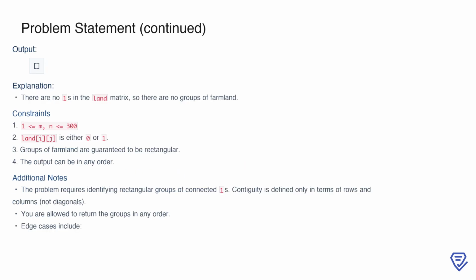The size of the matrix, defined by m rows and n columns, can go up to 300 in either dimension. Each cell in the matrix will always be a 0 or a 1, and any group of farmland is guaranteed to be rectangular. Contiguity is only defined in terms of rows and columns, so diagonally connected ones do not form a valid group. Furthermore, the output can list the groups in any order, as the problem does not enforce a specific sequence. These details provide clarity on how to approach the problem and ensure that the solution adheres to the requirements.